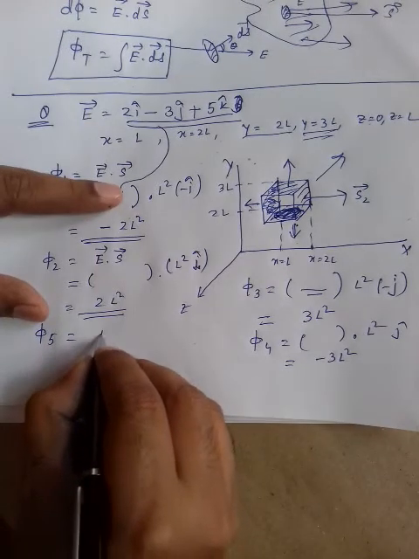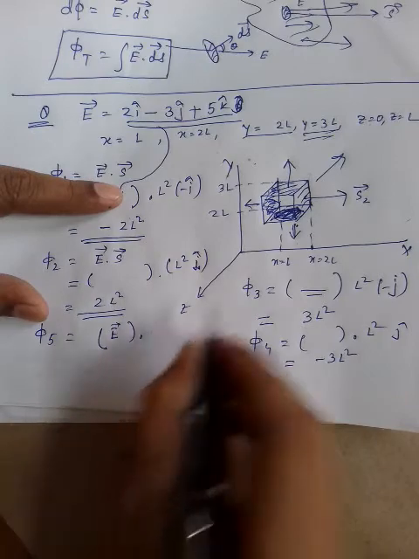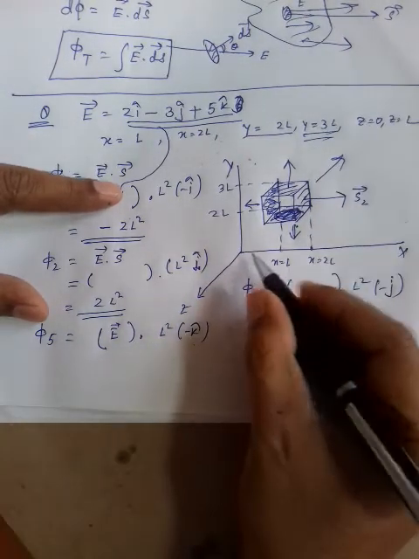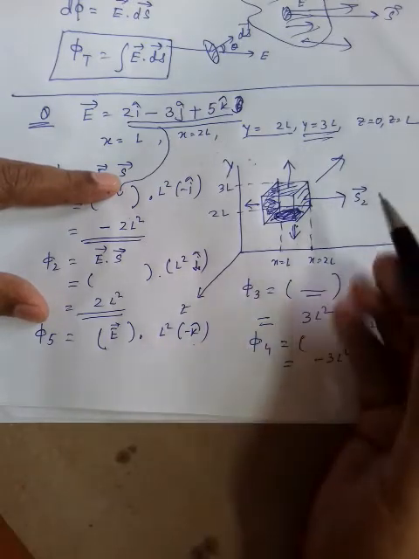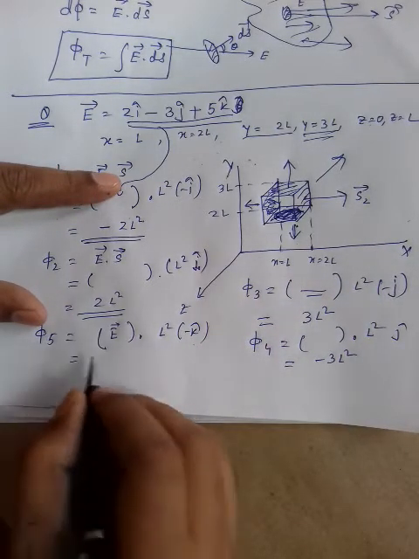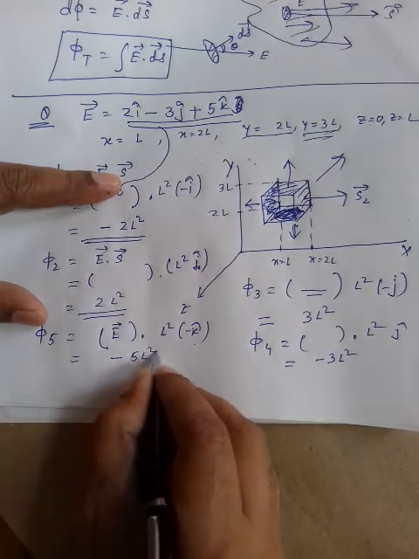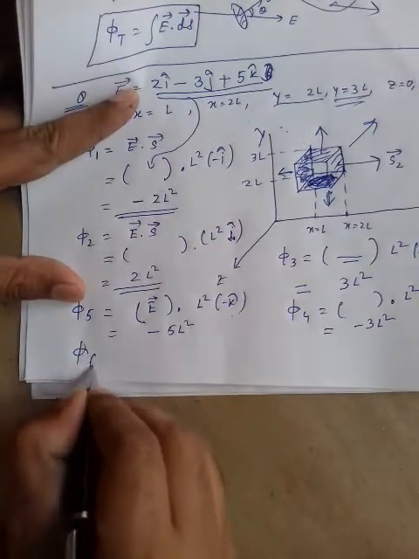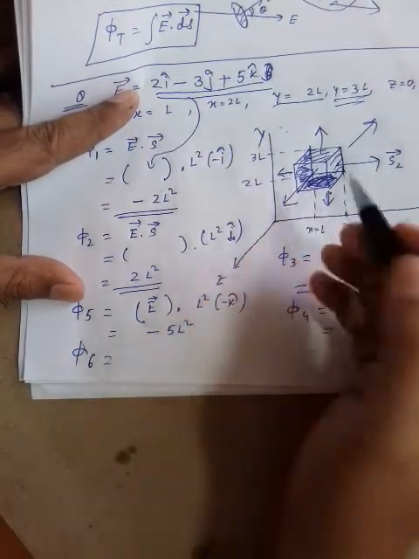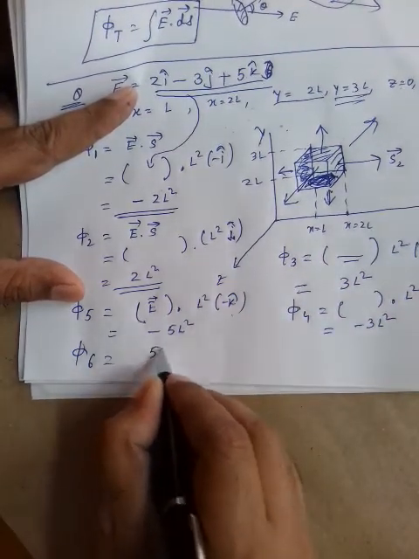So same E you should write, dot area of that one, L square in minus k cap direction, because this side z axis opposite of that is minus of z axis, meaning minus k cap. If you write only k cap important, so minus of 5 L square. Similarly, flux of the sixth surface, meaning the front one, the perpendicular will be in this side like that. So in the same way, if you put the value, it will be 5 L square.